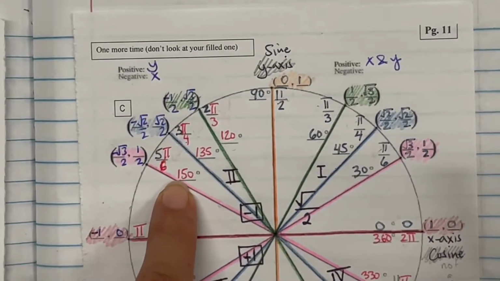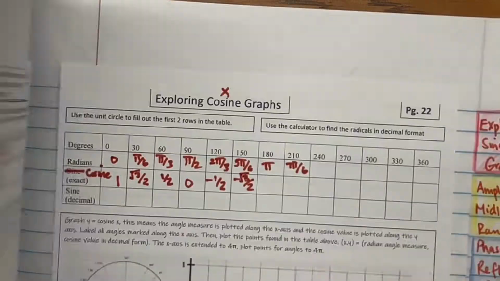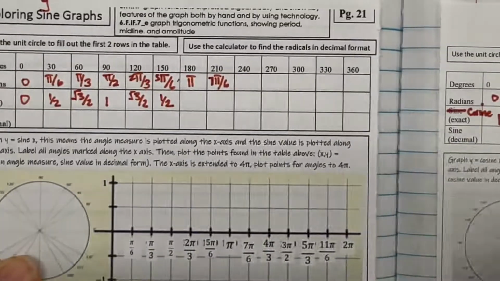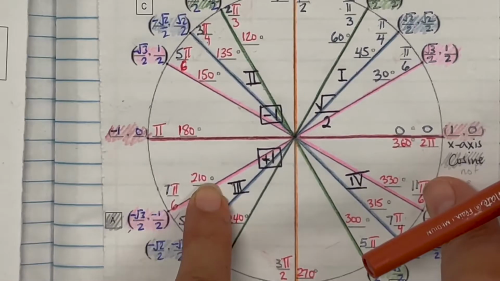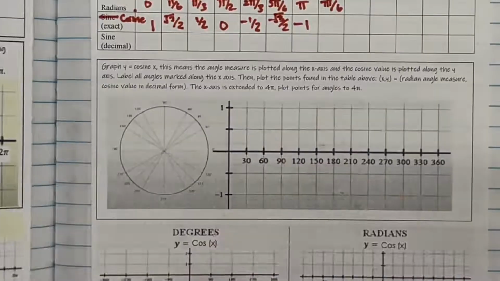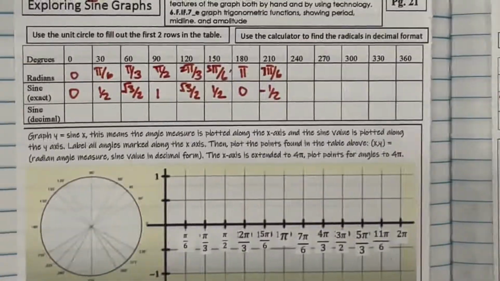This is a listening check, color in exploring cosine graphs. All right, so again, you're going to fill out the rest of it. I do quite a few for you. Fill out the rest. So 210 is negative radical 3 over 2 for cosine and negative 1/2 for sine. So fill out the rest of the table.